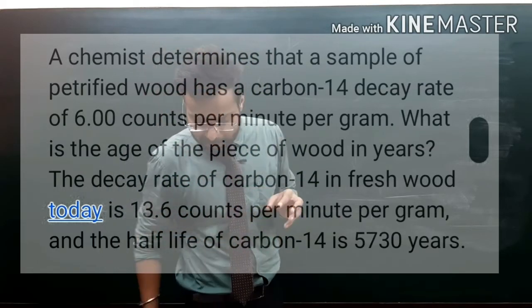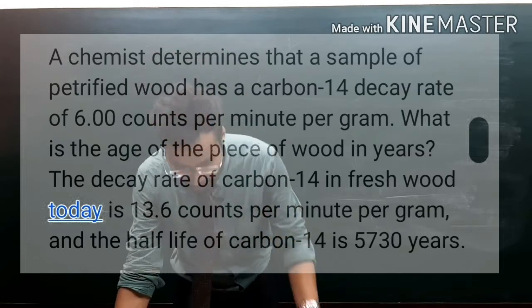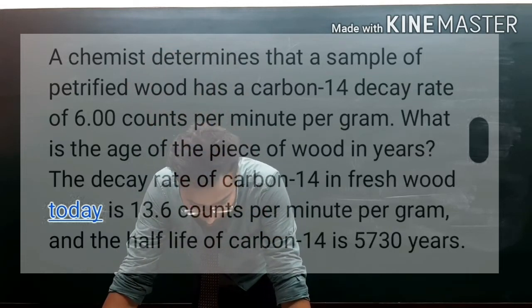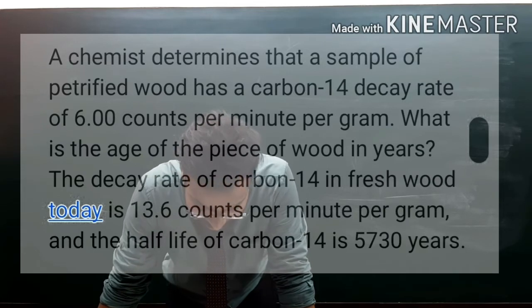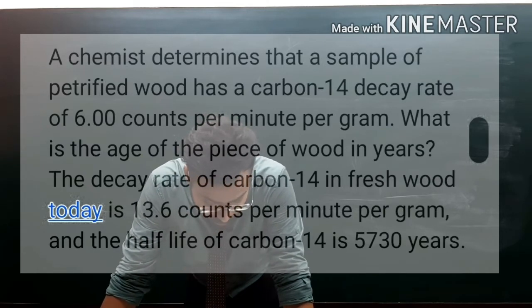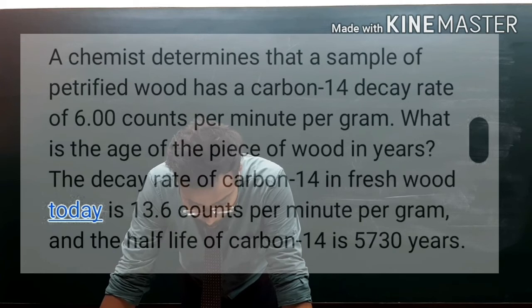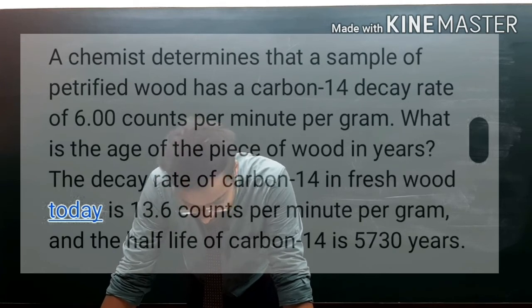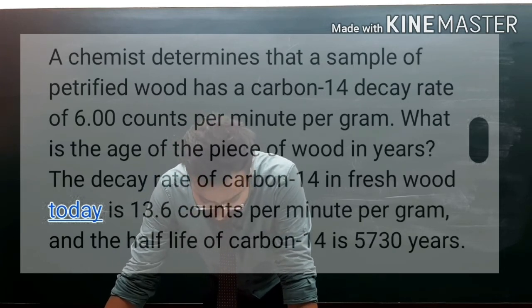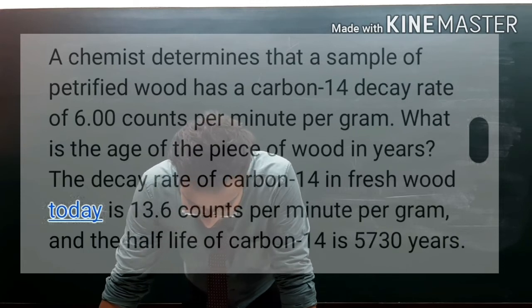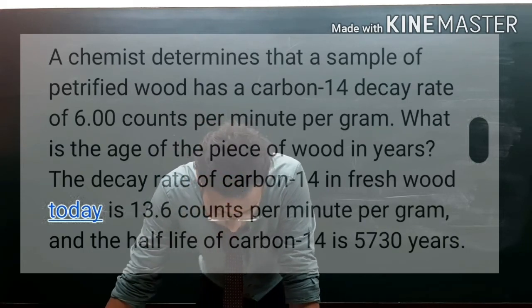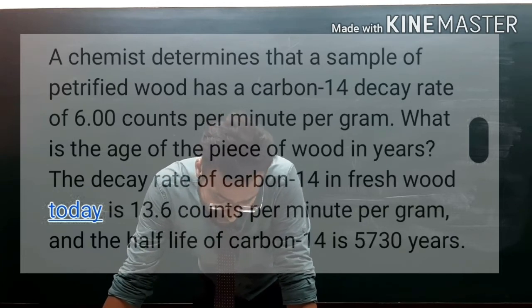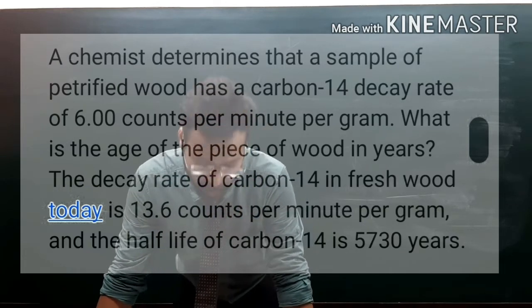So here the question is, I'll read it again. A chemist determines that a sample of petrified wood has a carbon 14 decay rate of 6 counts per minute per gram. What is the age of the piece of wood? The age is asked in years. The decay rate of carbon 14 in fresh wood today is 13.6 counts per minute per gram, and the half-life is given as 5730, which we already know.